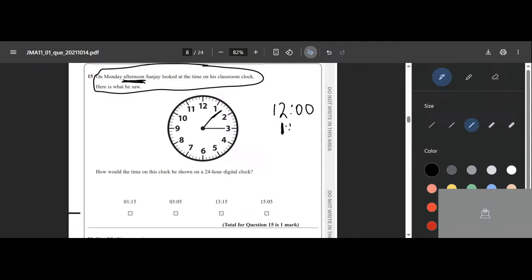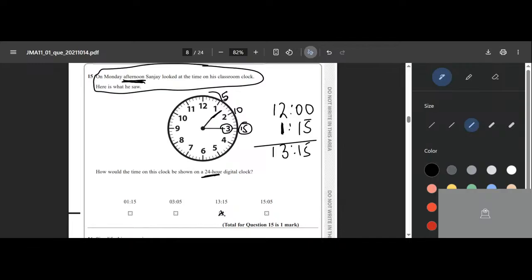Should I add here 3? No, because it's minutes. So from 12 to 1, we count as 5. From 1 to 2, we count as 10. Like that, proceeding to 15. So we are just adding 5, 5, 5. So it means that if the longer one is at 3, then it is 15. So I should add here 15. Do the small calculation. It's the 24 hour clock system. So it should be 13, 15.